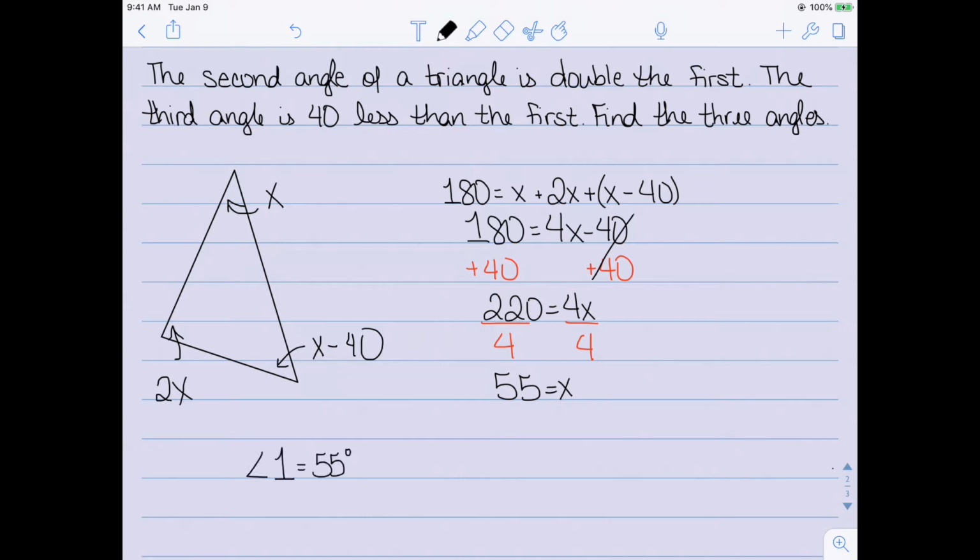So at this point, what we know is that angle 1 is equal to 55 degrees. We know the second angle is double the first, so 2 times 55, or 110 degrees. And then finally, the third one was 40 less than the first. It was x minus 40. So 55 minus 40, which gives us that angle 3 is equal to 15 degrees.